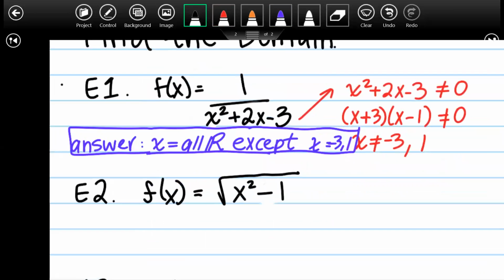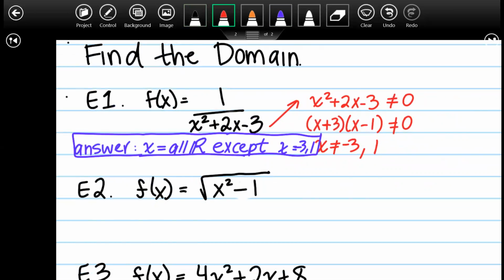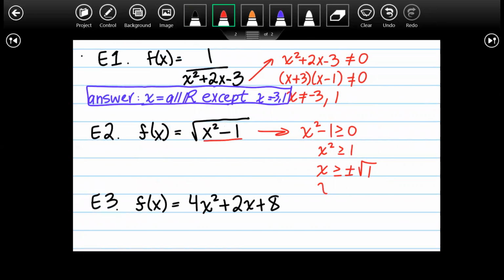Okay. Looking at our next one, we're looking at the square root symbol, so we're going to look at everything underneath the square root sign. We know that this value must be greater than what value? Greater than 0. So that's our only restriction. So we're going to go ahead and solve this one out. I'm going to add 1 to both sides to get 1. And then how do I solve for x? Take the square root. Plus or minus the square root of 1. So x can either be greater than 1, or x has to be greater than 1.